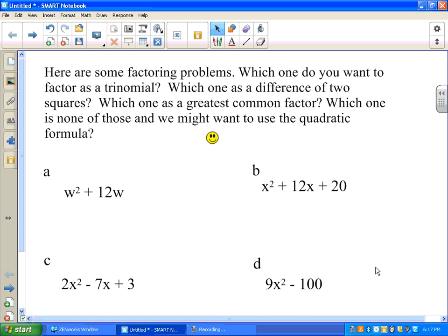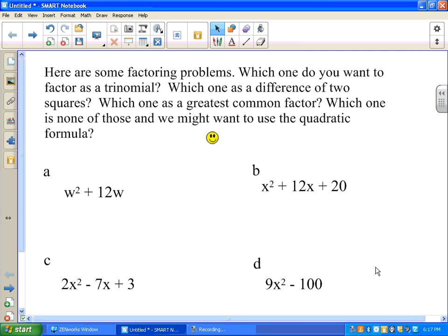It is extremely important for algebra to be able to recognize factoring problems and what technique to use when factoring them. So here are some factoring problems. Which one do you want to factor as a trinomial? A, B, C, or D?